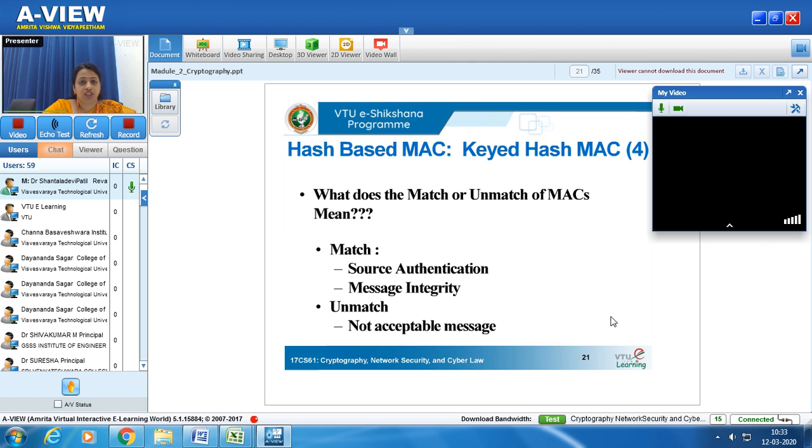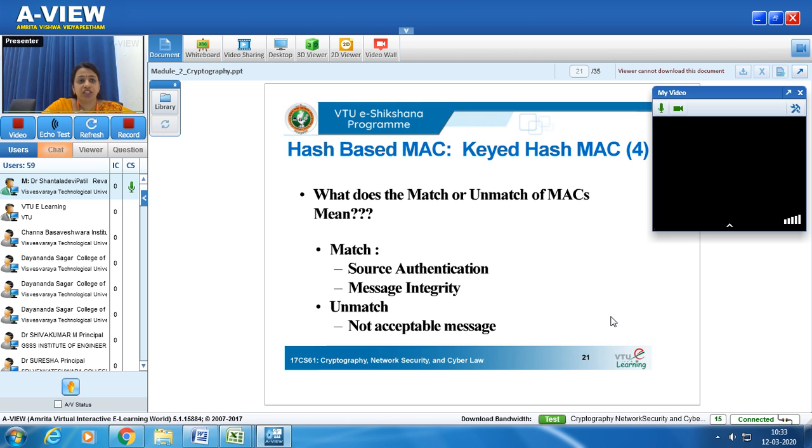Now the question still continues over here. What does the match or unmatch of MACs mean? Match means we are able to achieve source authentication. How are we able to achieve the source authentication? Because the secret key between the sender and the receiver is known only to the sender and the receiver. Only to them is the key known.